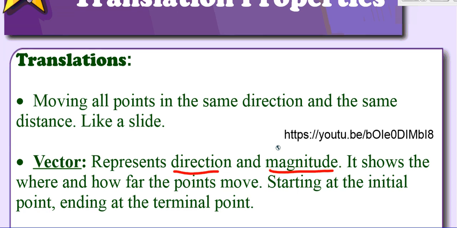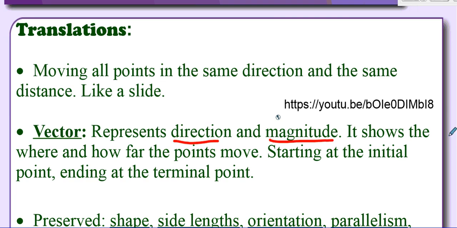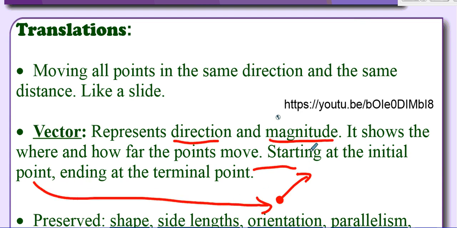We'll see how that's usually represented here. But it starts at the initial point. So a vector kind of looks like an arrow. It starts at the initial point, which would be here, and then it ends at the terminal point. The terminal point is the arrowhead. The arrow's at the terminal point.